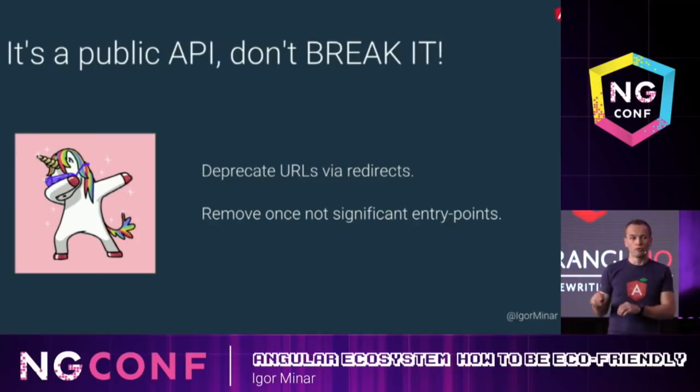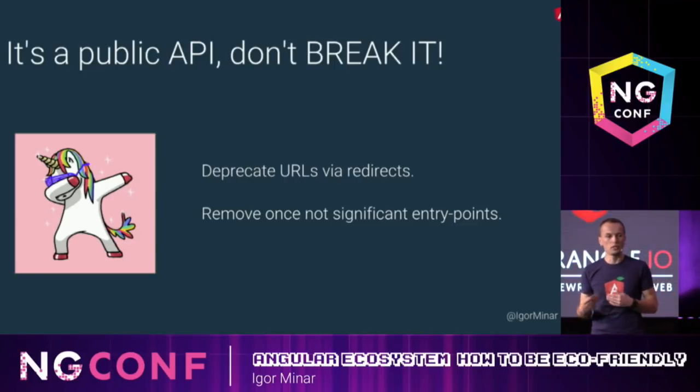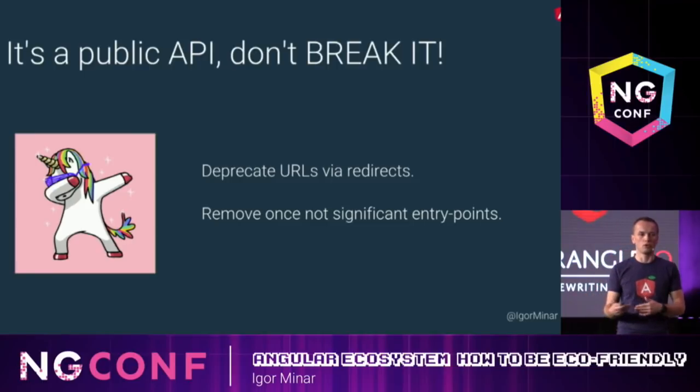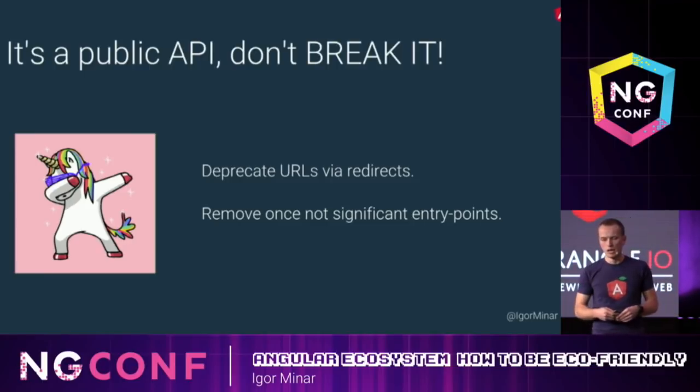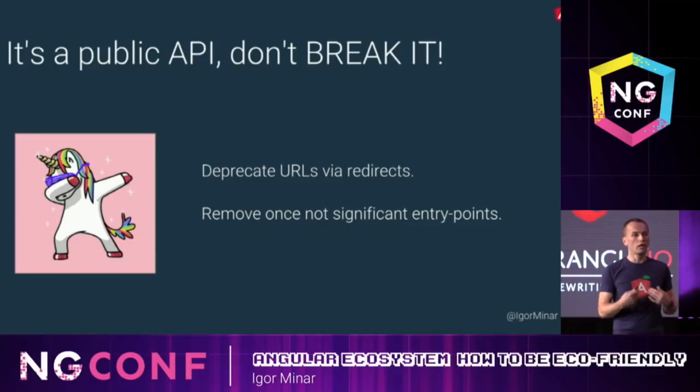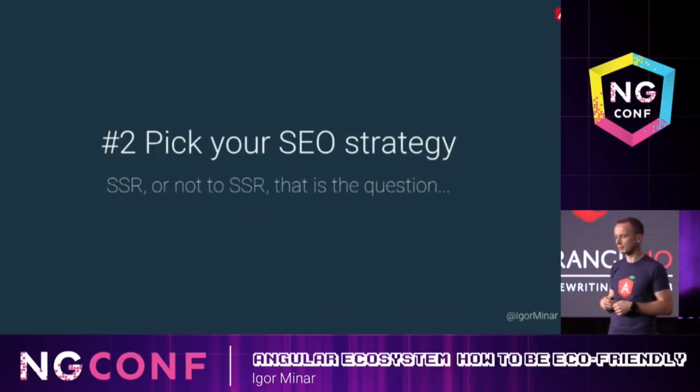And again, URLs are your public API. You should not break them. You should protect them. And you should apply regular deprecation policies as you would with code. For example, when it comes to URLs, it means use redirects to send people to the new destinations. This is how you do not break the users. This is how you do not break the tools that use them. And remove the old URLs only after you are confident, because you analyzed your analytics, that those URLs are not a significant source of entry points into your application or your site.